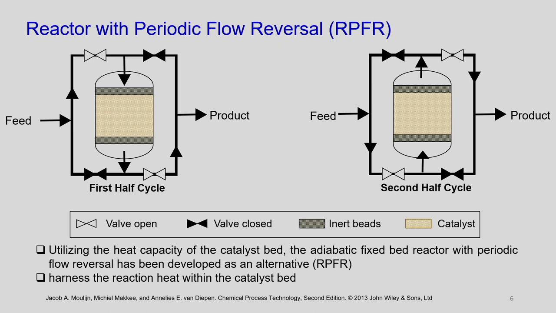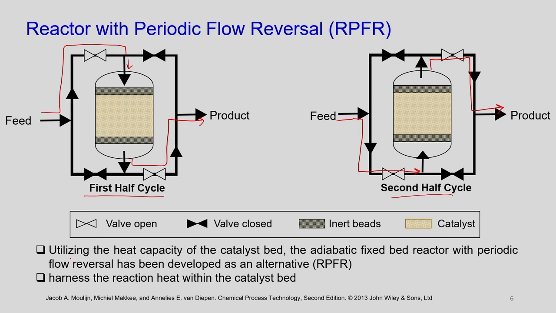So you have the first cycle, where the flow goes this way, as you see. And in the second cycle, the flow goes in this manner, it comes here, goes here. This is the way this new concept, the reactor with periodic flow reversal, RPFR, is carried out.